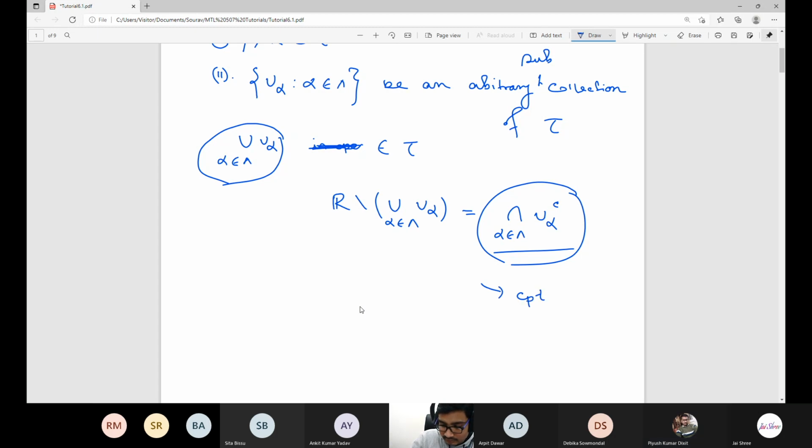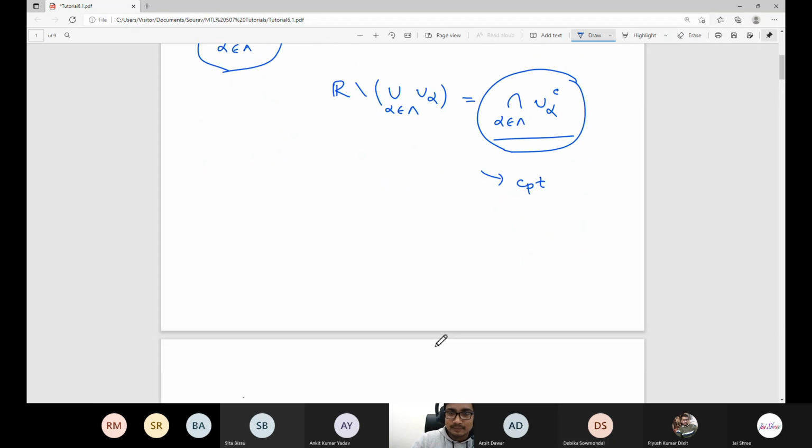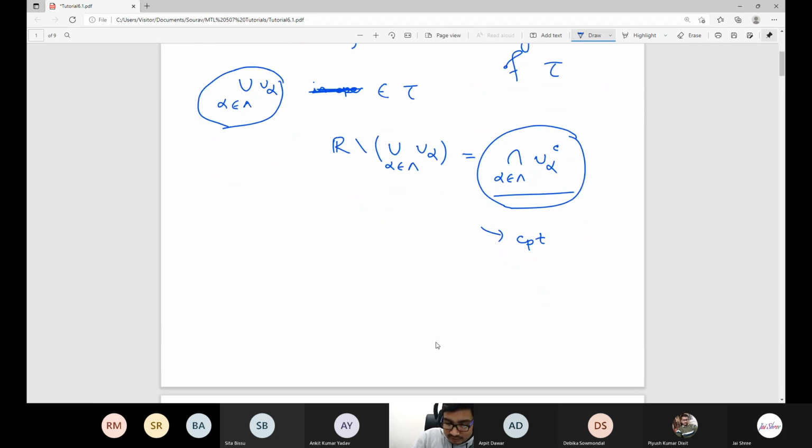Is it clear to everyone? Yes, sir. Okay, fine. So therefore this is compact, and so the union is in tau. So what about the second condition?